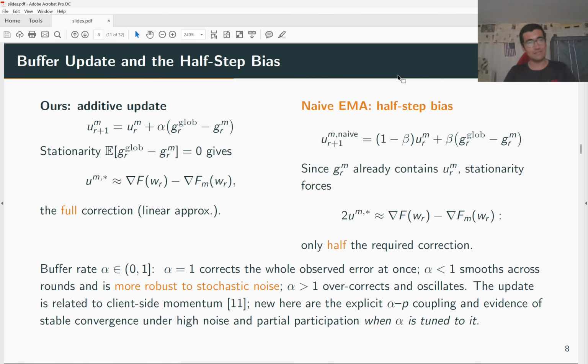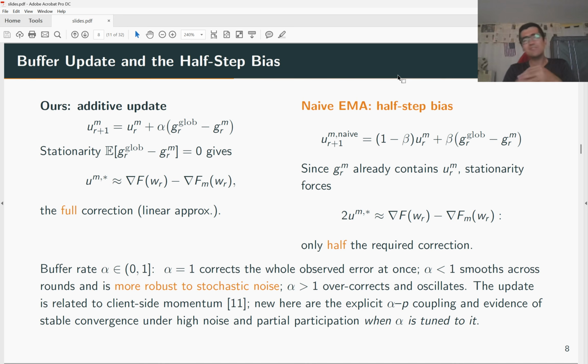Given that error signal, the update rule is almost embarrassingly simple. Left box, new buffer equals old buffer plus alpha times the residual. Just accumulate the residual drift, scaled by a buffer rate alpha between 0 and 1.